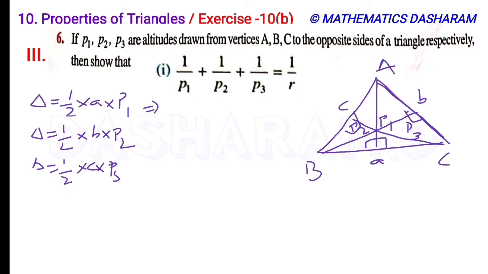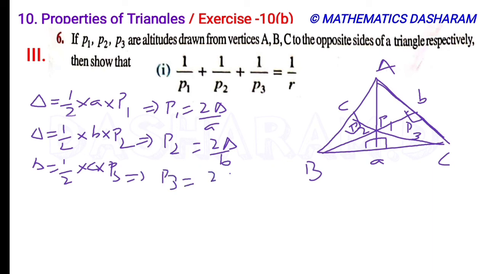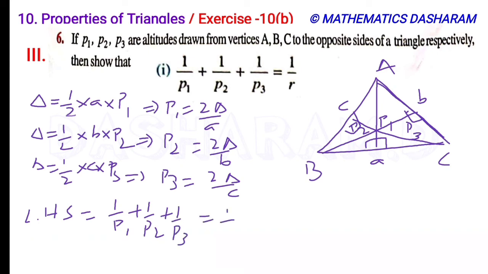So from this, the P1 value is 2 delta divided by small a. From this, the P2 value is 2 delta divided by small b. And from this, P3 equals 2 delta divided by small c. So now let's take the LHS. That is 1 by P1 plus 1 by P2 plus 1 by P3 equals 1 by P1 value, 2 delta divided by small a, plus 1 by P2 value, 2 delta divided by small b, plus 1 by 2 delta divided by small c.